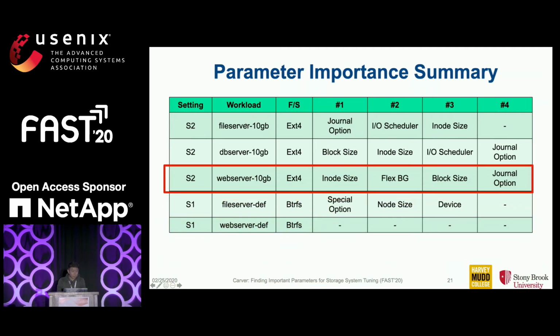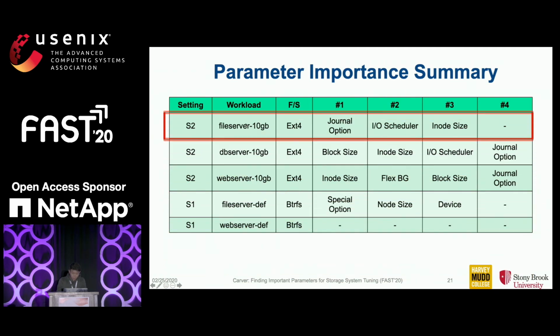When the workload changed to web server, the top 4 parameters become inode size, flex block group size, block size, and the journal option. And for file server, we only found 3 important parameters. This indicates that fixing the values of these 3 parameters already results in quite stable throughput.